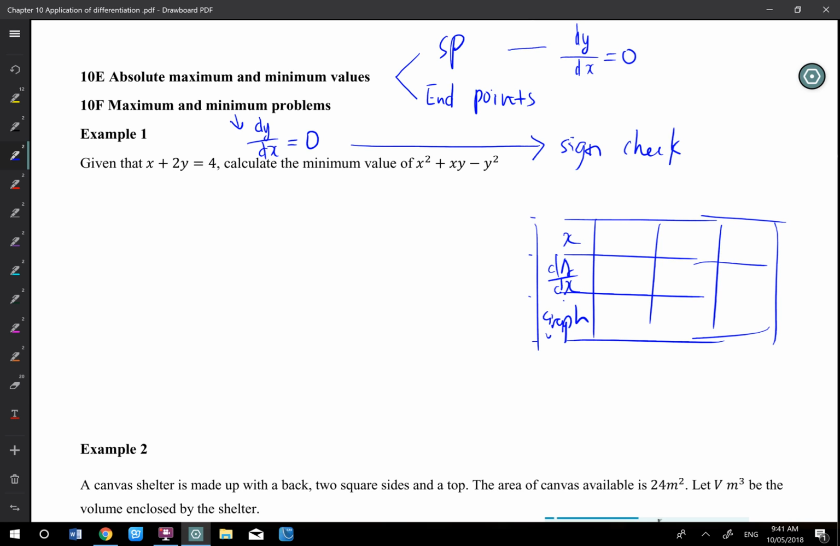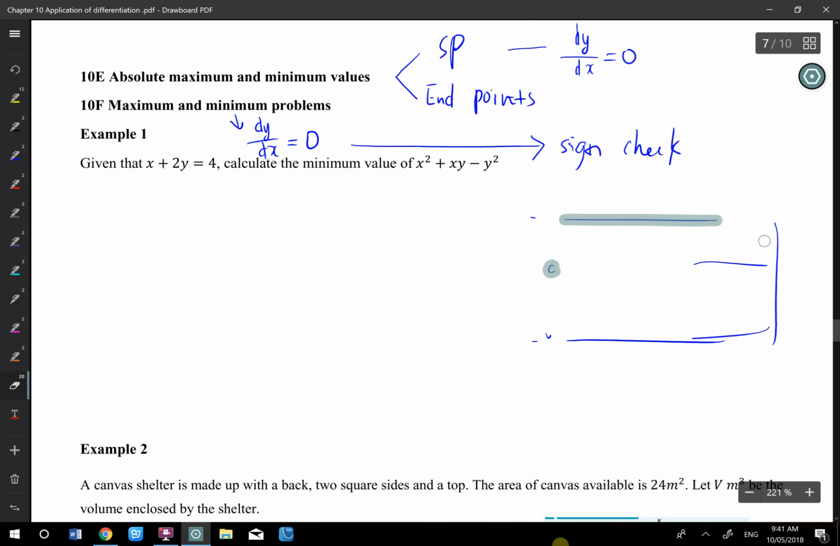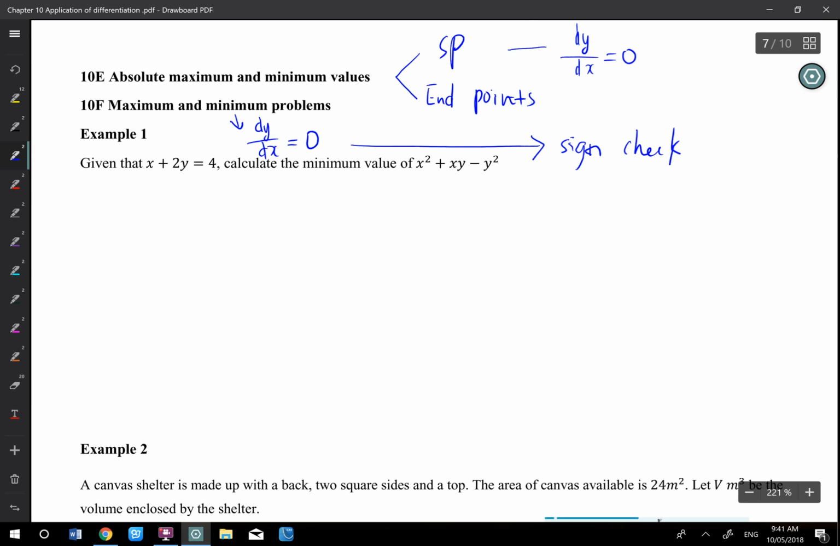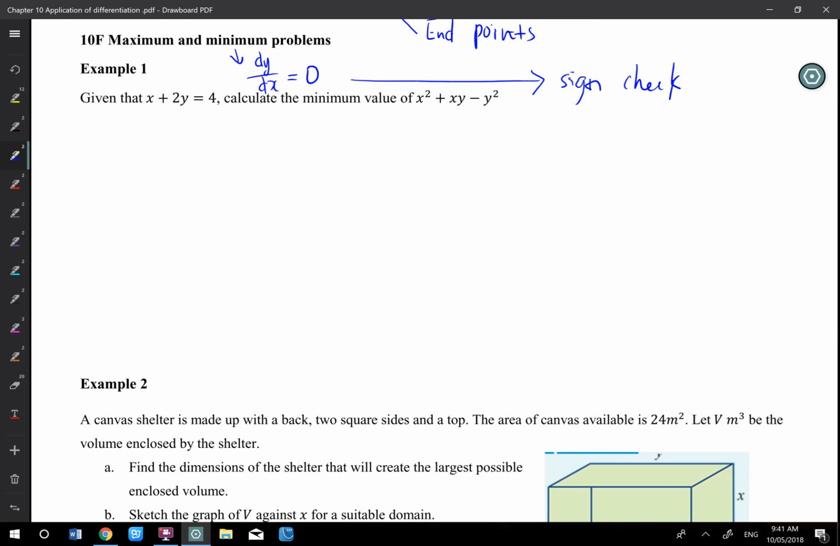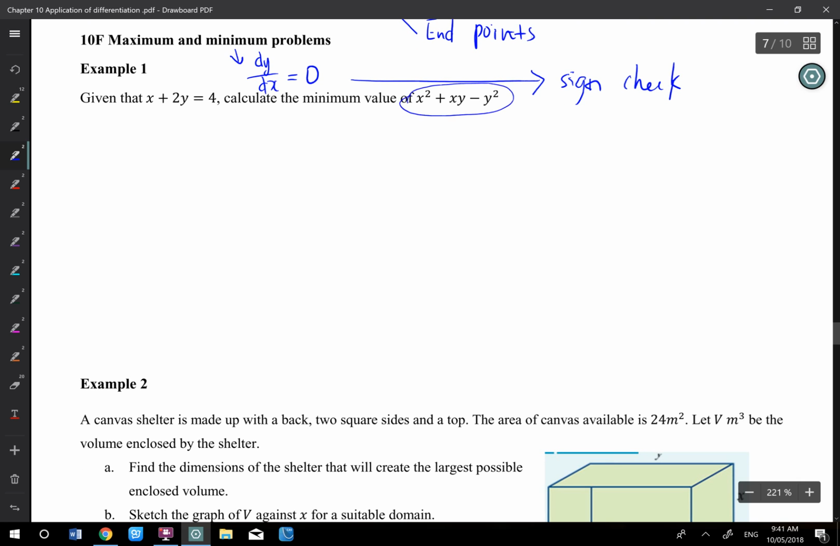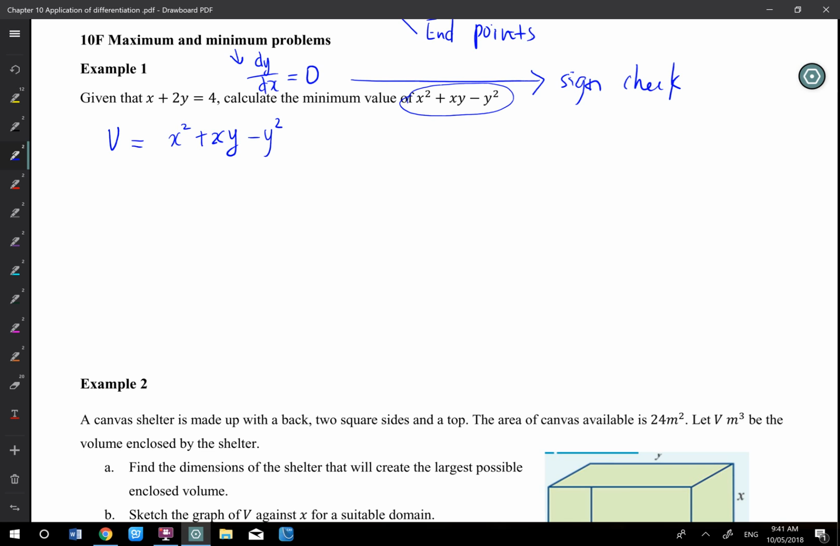Okay, so that's everything we have to say before the questions, and let's have a look at the questions here. Given that x plus 2y equals 4, calculate the minimum value of this. Let's make value equals x squared plus xy minus y squared. If you want to use derivative, you need to have an equation. Derive v equals something. So we just create a variable. Let's make v equal to that.